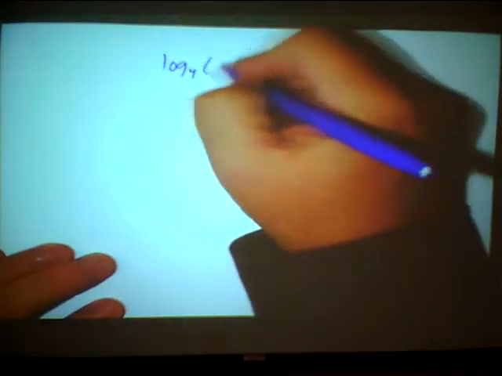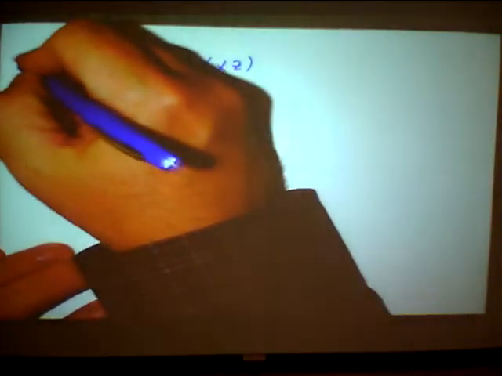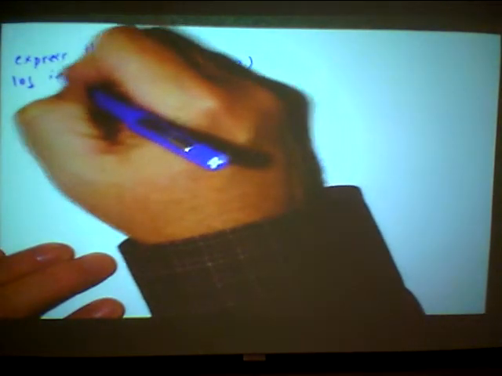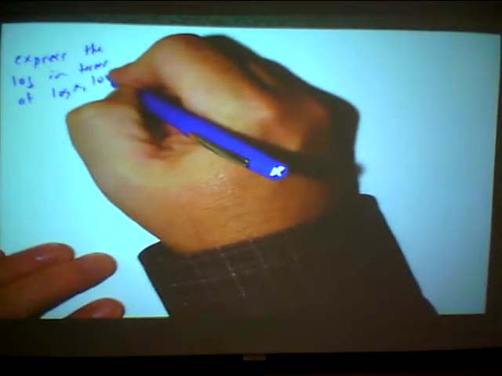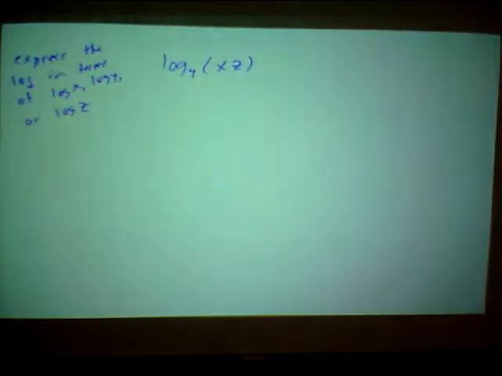If I have log base 4 of xz, and my instructions read something like this: please express the log in terms of log x, log y, or log z. So what they're saying is, right now I have log of xz, so no, I don't want that. You can only have log x, log y, log z. So in a sense, I'm going to break this up into multiple log terms.